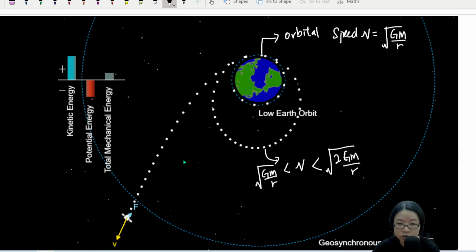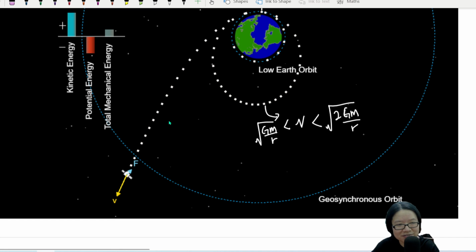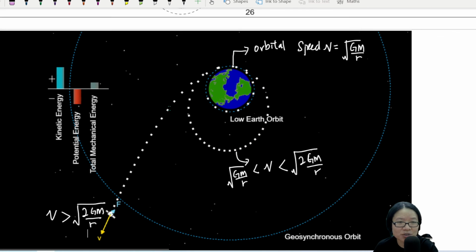You can go and watch the lecture video around escape velocity or watch an example around escape velocity. This one is when the velocity is greater than square root of 2GM over r. If you want to actually escape, we need enough kinetic energy to cover the very negative total energy of the satellite.